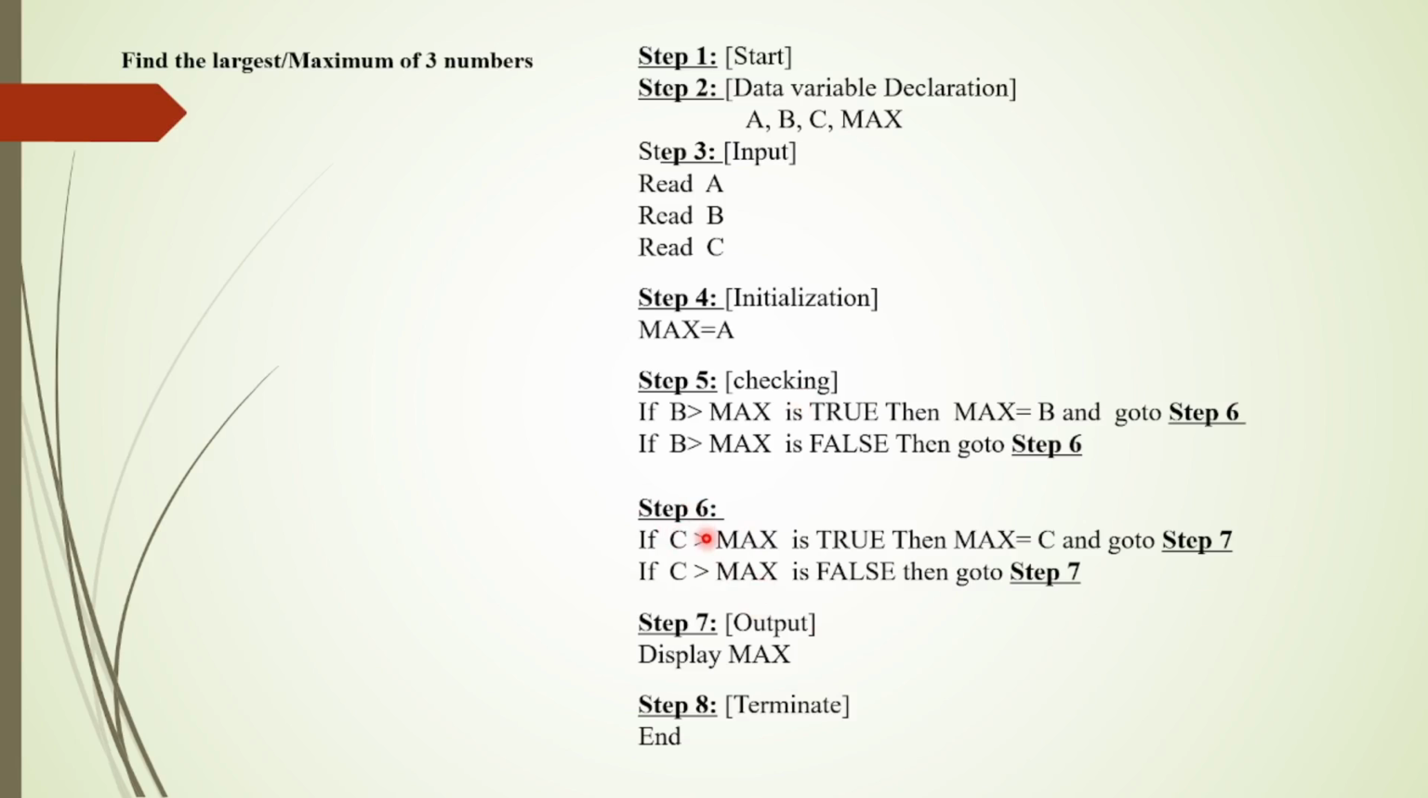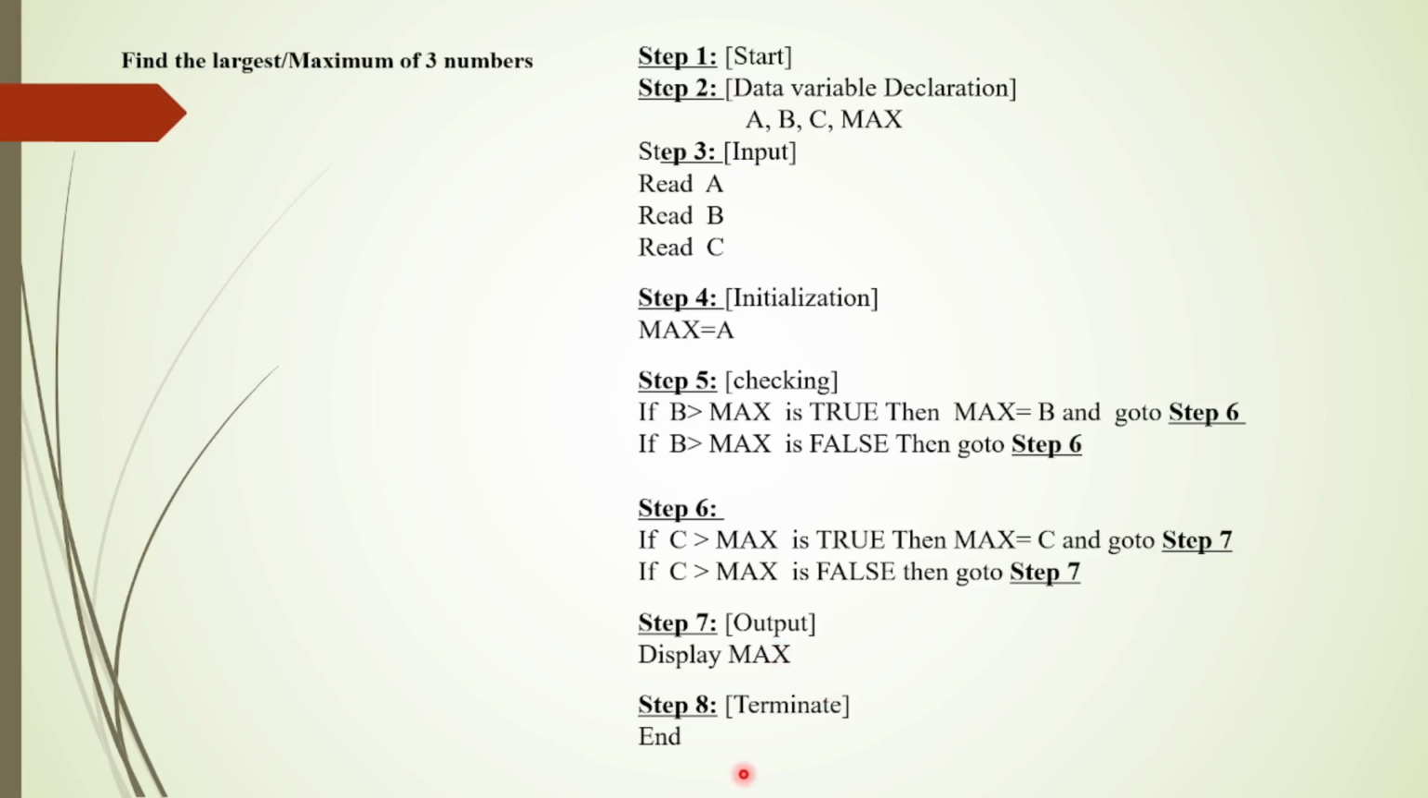That is step 6. So here you are comparing the third number with that maximum number. In case the third number C is greater than whatever is the maximum number, then you are replacing the maximum with the third number. Then you are displaying that maximum and ending your algorithm. Otherwise, if the third number is not greater, the max itself is the greatest, right? So no need to check again. Go to step 7, which is compulsory here. Display the maximum number and end your algorithm.